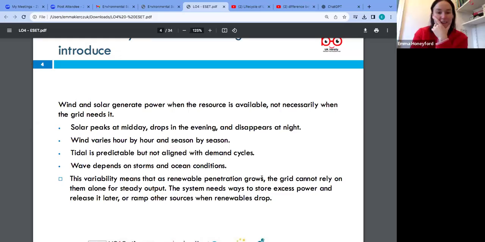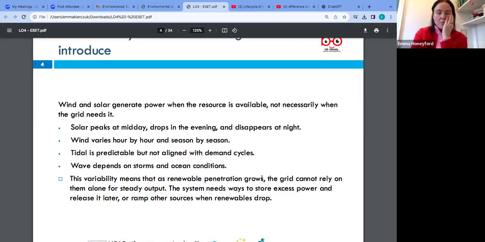Yeah. So tidal is a bit more predictable, but it's not aligned with demand cycles. Wave power depends on storms and ocean conditions. So this variability and unpredictability of weather systems means that as renewable penetration grows, the grid cannot rely on them alone for steady output.